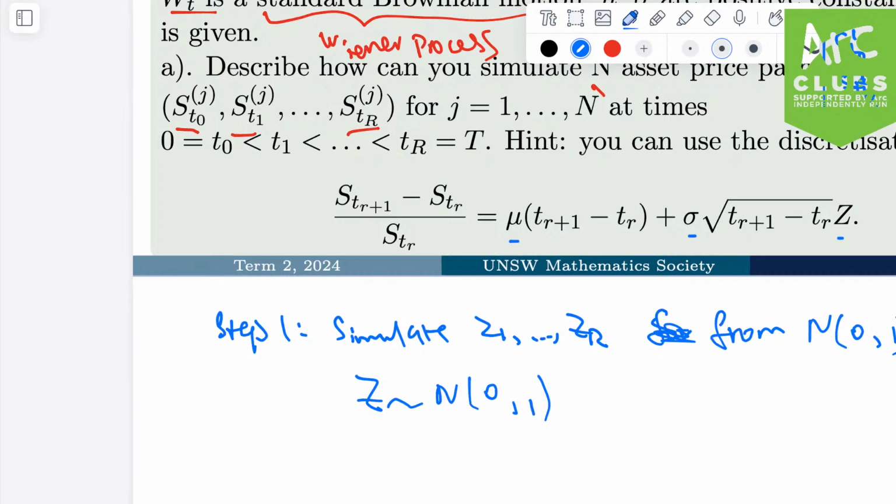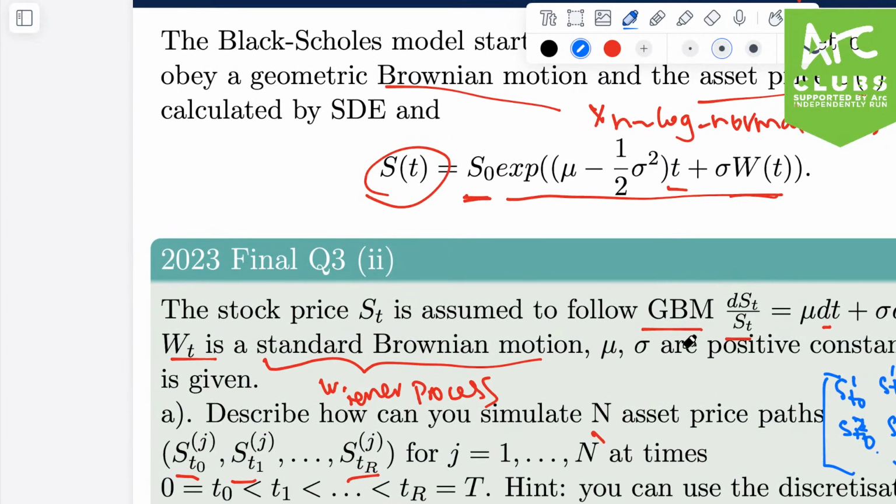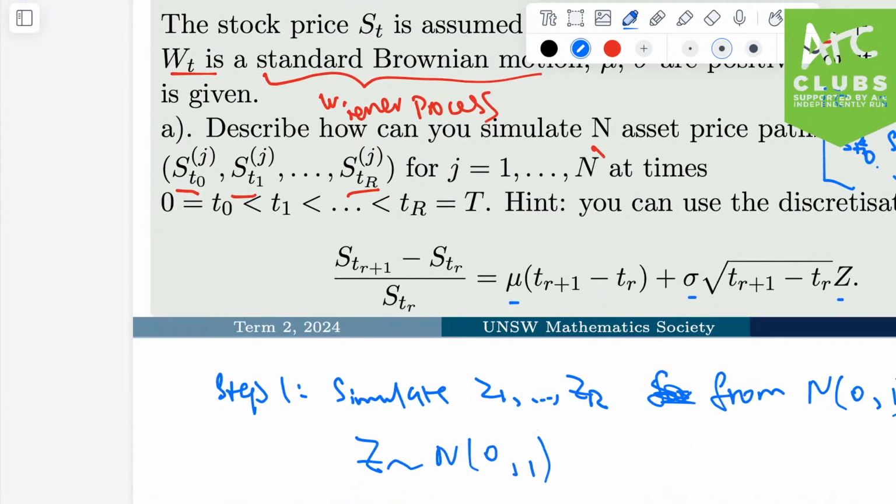And then basically, this is just discretization of this formula. So step 2, I need to calculate my delta t, which is actually just t2 minus t1, equal to t_{r+1} minus t_r for any r, right? So that I have these two things.